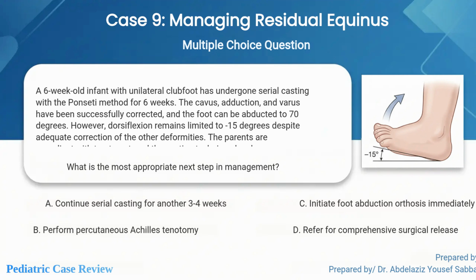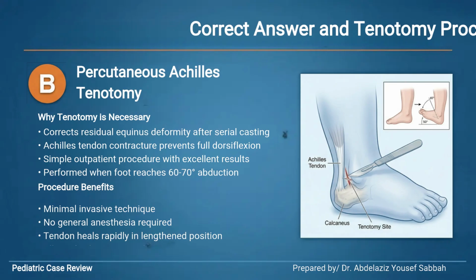Option A, continue serial casting for another 3 to 4 weeks. Option B, perform percutaneous Achilles tenotomy. Option C, initiate foot abduction orthosis immediately. Option D, refer for comprehensive surgical release. The correct answer is option B.